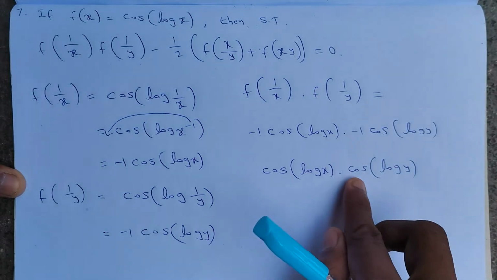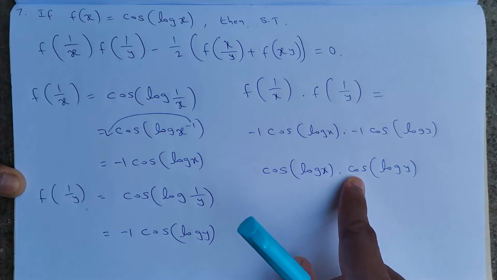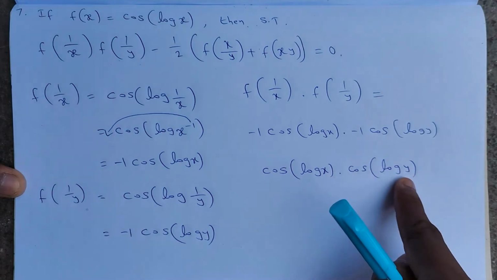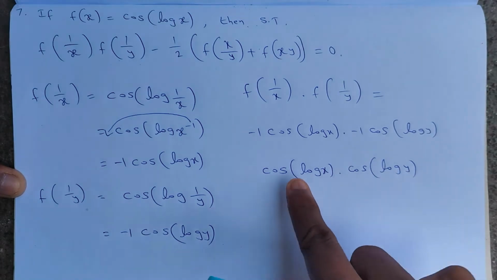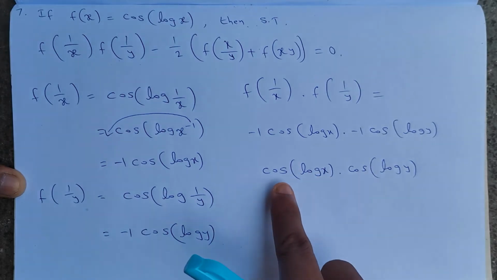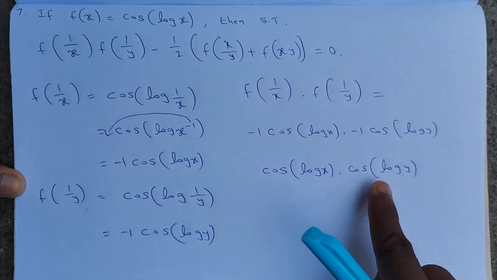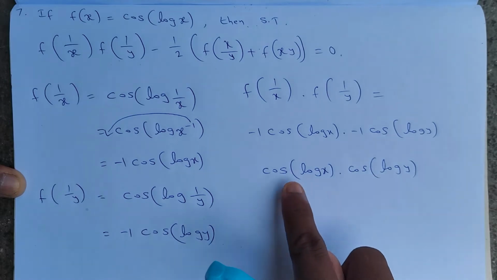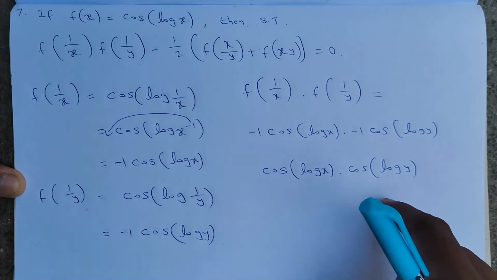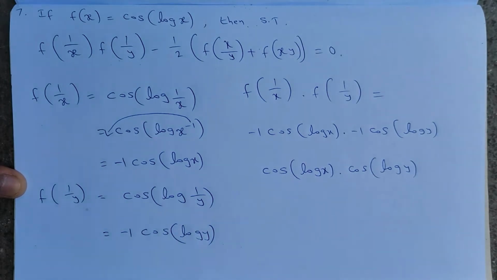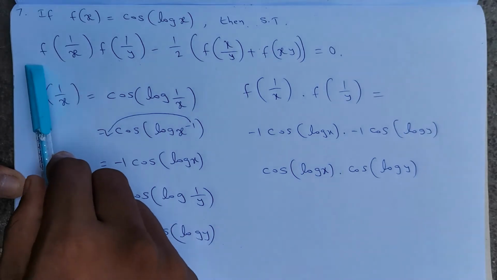Here cos into cos, we should not write it as cos square because here it is log x, here it is log y. Without this log x and log y, this cos does not have any value. So this is simply cos of log x only, this is simply cos of log y only. Don't combine this and don't write it as cos square of log x log y or something. Okay, now this total first term is completed.